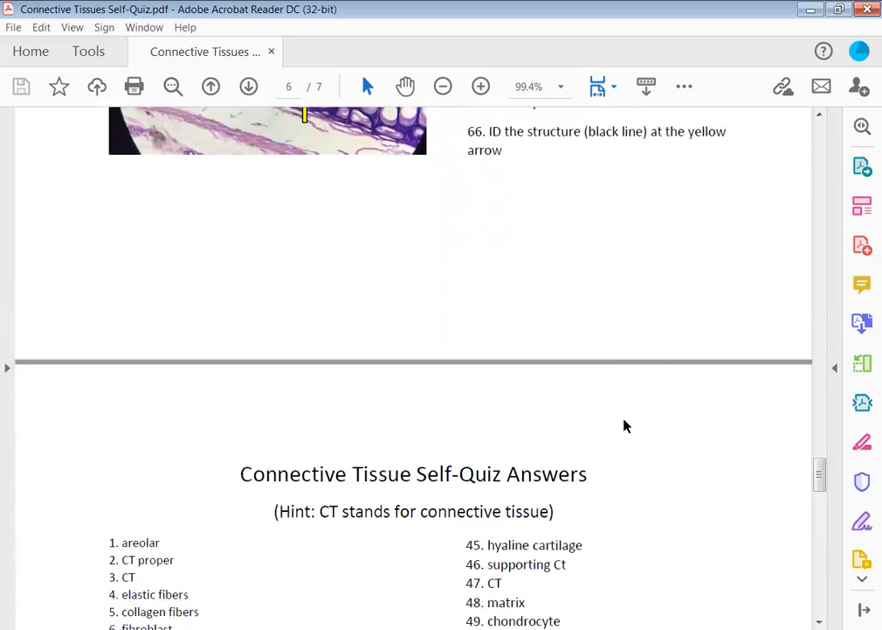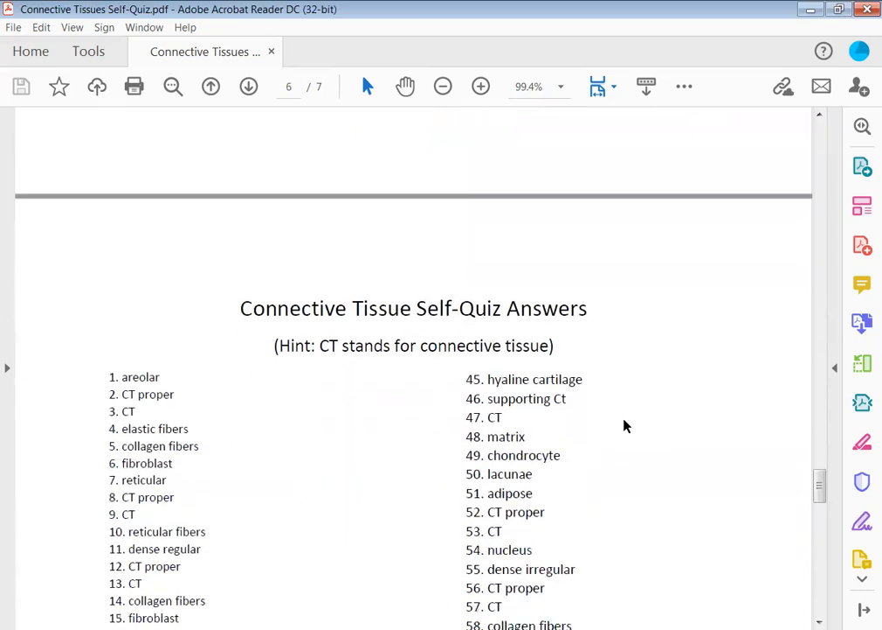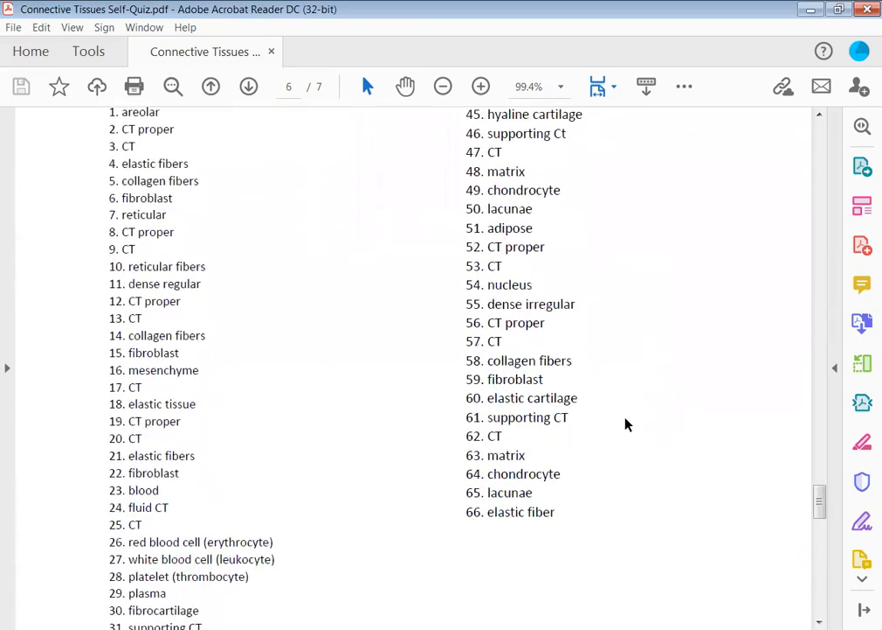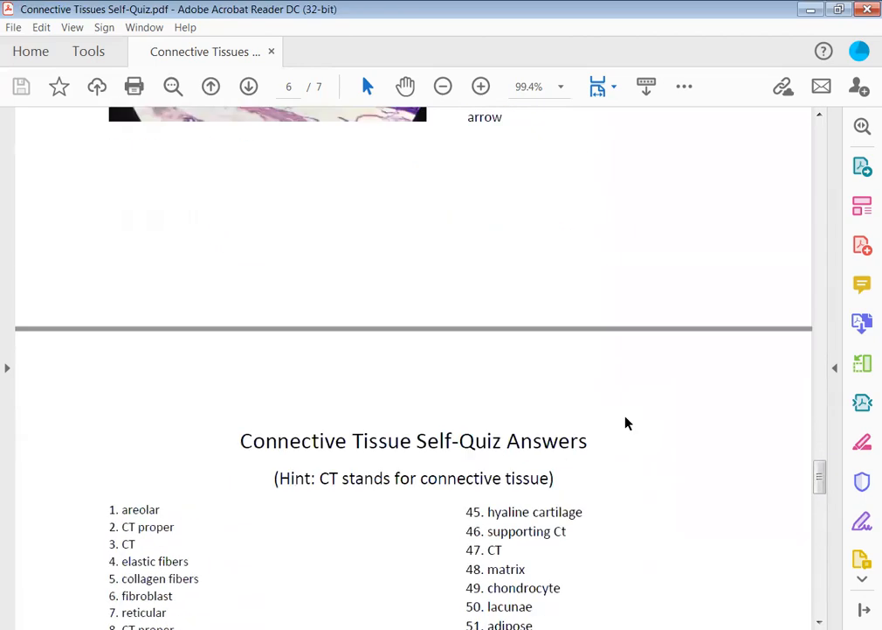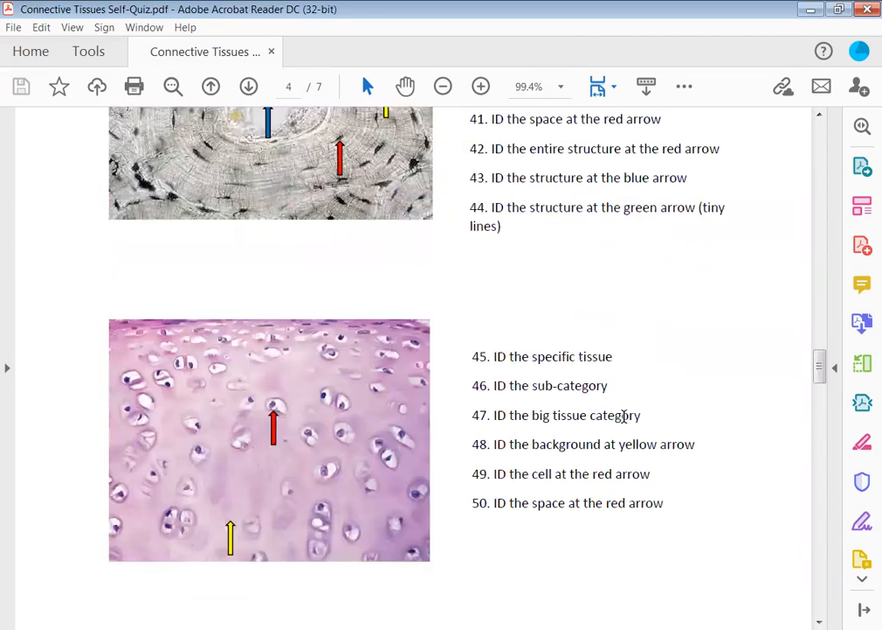And that is the last tissue that we have to go over. And you will see that the answers here will be provided at the bottom. I'm going to include this document in the description of this video.